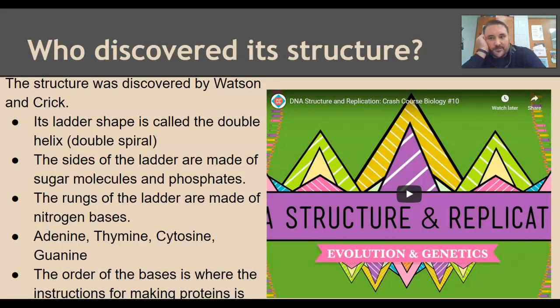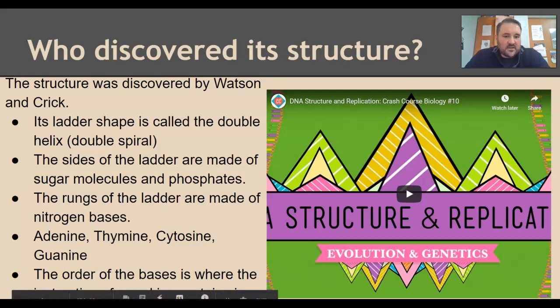The structure of DNA was discovered by James Watson and Francis Crick. They actually used a famous picture taken by Rosalind Franklin, who actually did not win the Nobel Prize like Watson and Crick did.